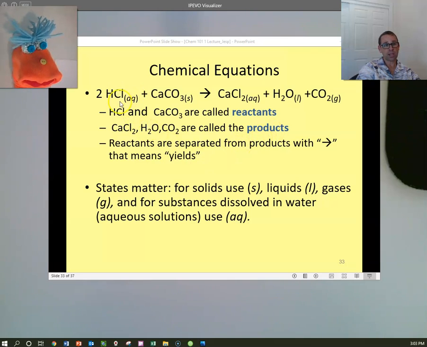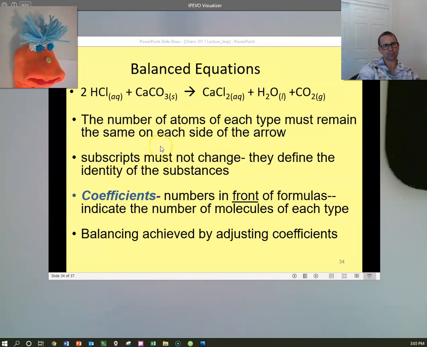Oh, AQ. Yes, AQ stands for aqueous. Oh yeah, I remember that. Aqueous means it's dissolved in water. That's right. So it's not really its own phase or state, but it is dissolved in water. And a lot of chemistry occurs in water, so we'll see a lot of that in the future.